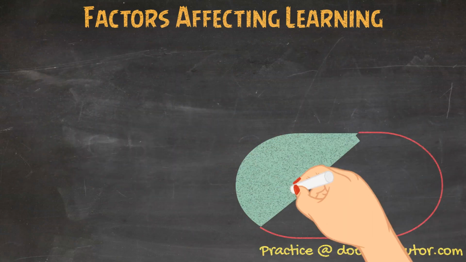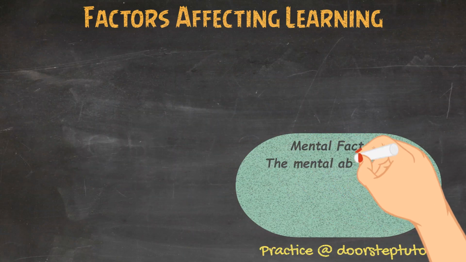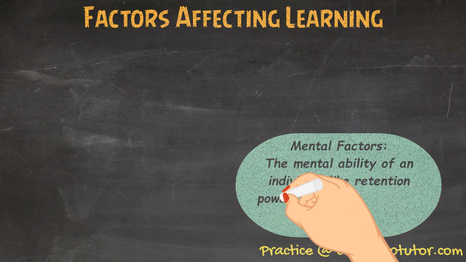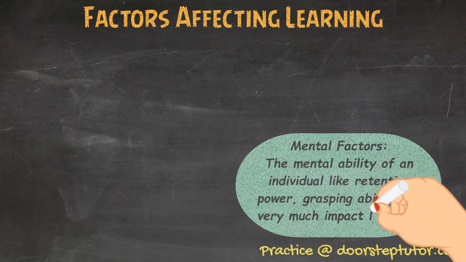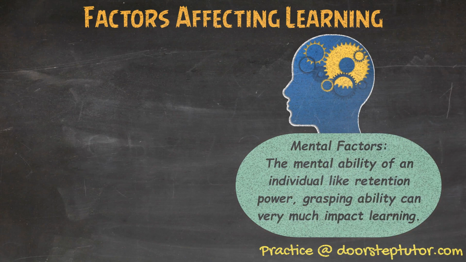Then there are mental factors also which are affecting our learning. What is our retention power? How much we can retain after learning? How fast we can grasp things? What is our cognitive ability? How quickly we can take decisions. So these are all the factors which can impact our learning.